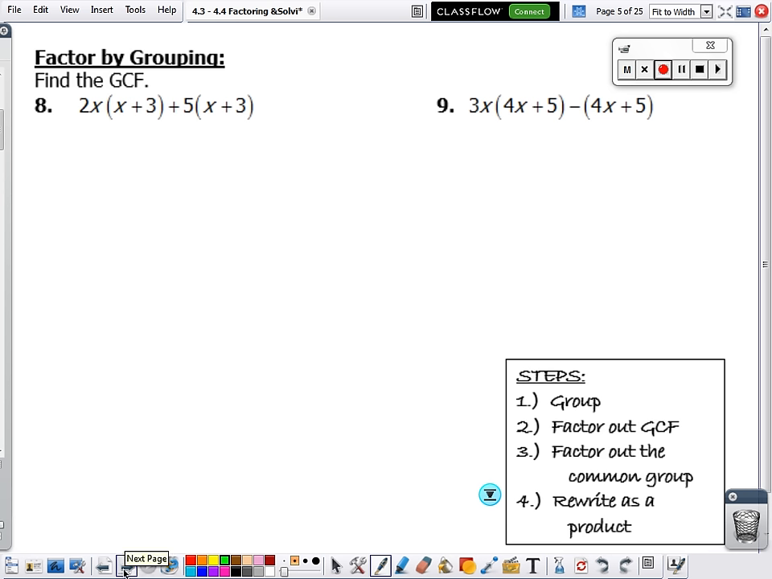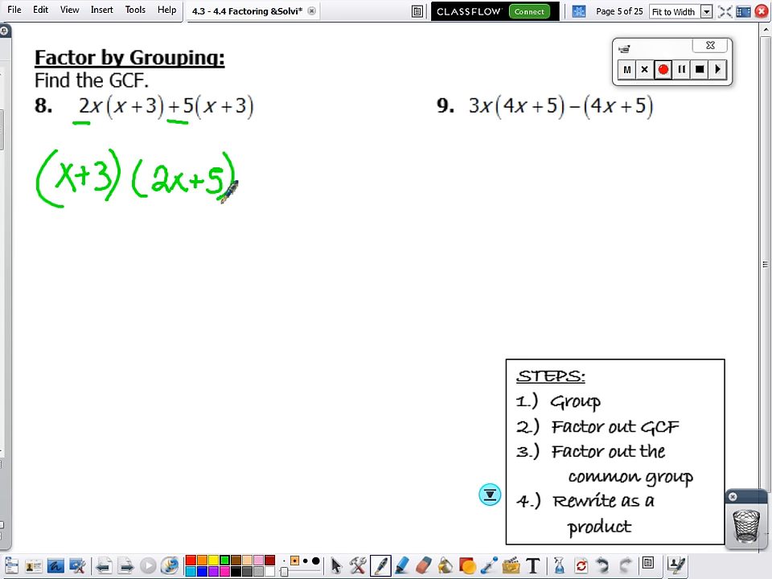The next set of factoring problems, we have already covered a GCF. We've covered a pattern, difference of two squares. The next set would be grouping. So if you were to look at this expression for number 8, and you notice that both parts here have an x plus 3, we can factor out the x plus 3 and look at what is left over. We have 2x plus 5. So x plus 3 was our greatest common factor here.